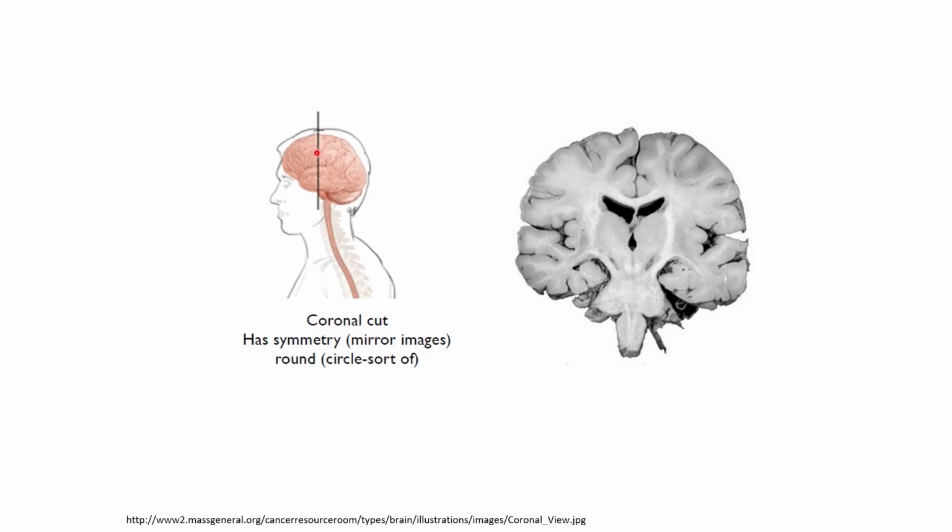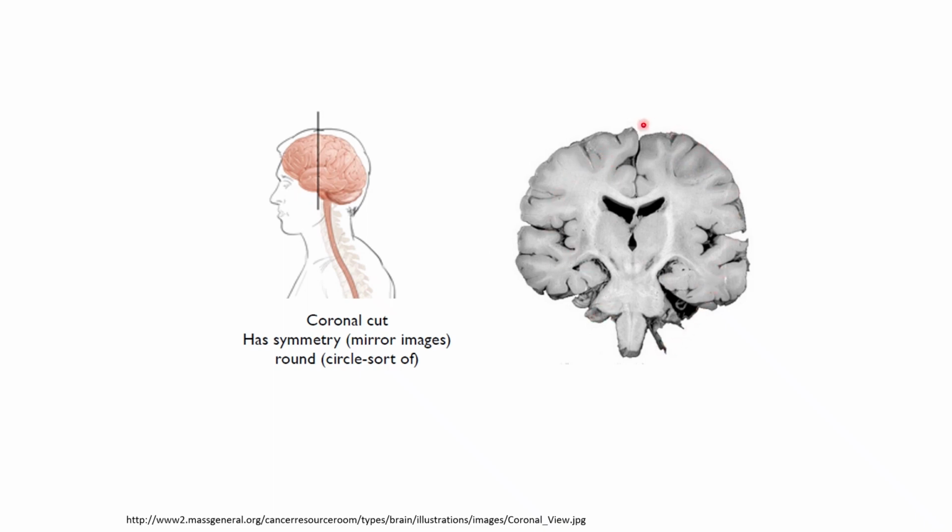So this is a cut that is made parallel to the face of the person or parallel to the chest, like this here. And this cut results in an image. So after cutting, we are looking at the brain from the front, and this is what the brain would look like. You see a roundish figure, and the image is symmetric on left and right, because you are seeing the left side of the brain here and the right side of the brain here.